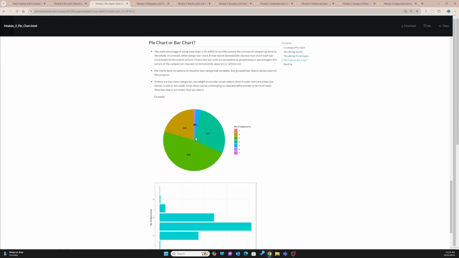Now, which one would you choose, pie chart or bar chart? The main advantage of using a pie chart is it's a quicker, easier way to convey messages. So it does look easier to view, but normally they have no option to visualize two categorical variables. Can you see this? So that's why bar chart over pie chart forever.